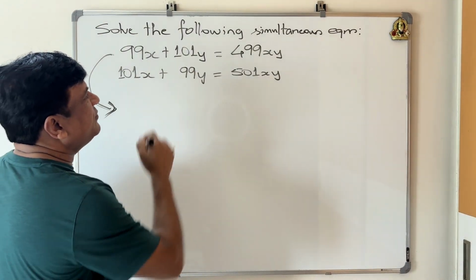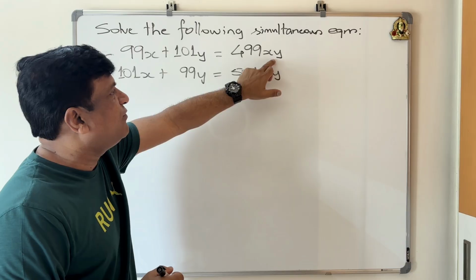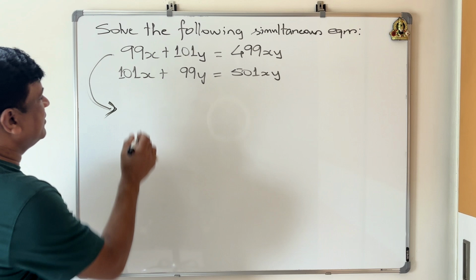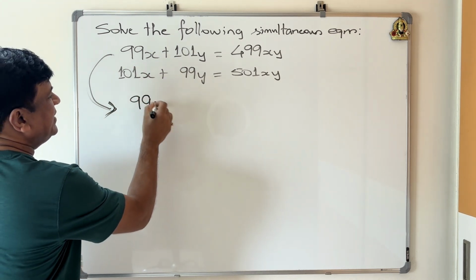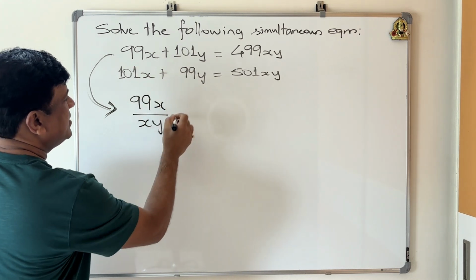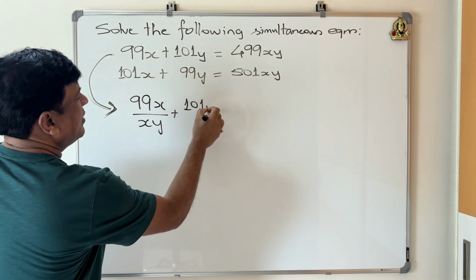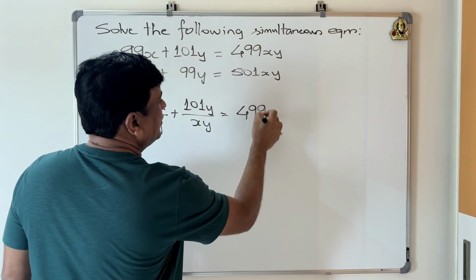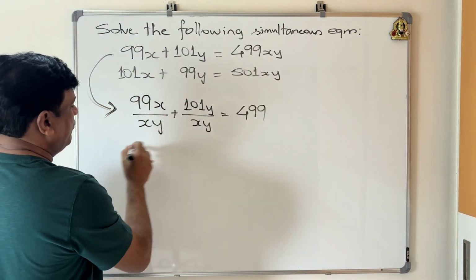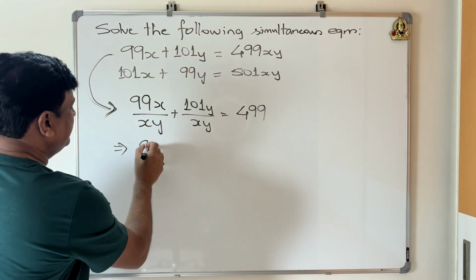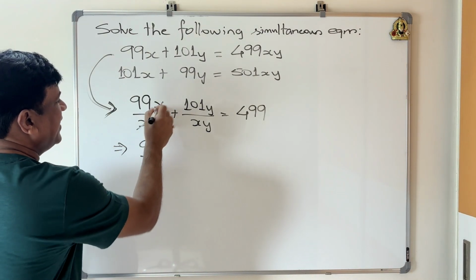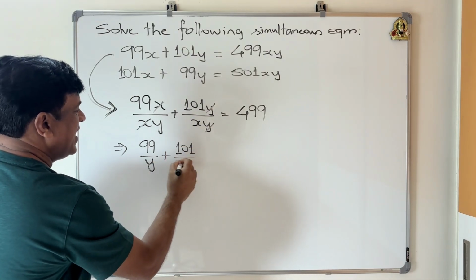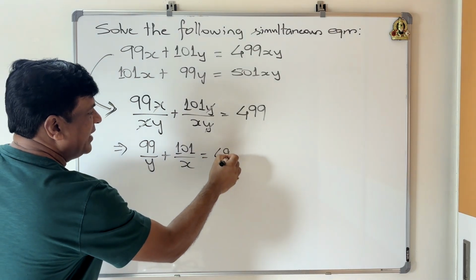The first and foremost thing I'm going to do is that you have xy on the right side for both of them. Bring that xy to the denominator of these equations. For example, 99x by xy plus 101y by xy is equal to 499. So I got rid of that xy from there. What do you get over here? You get 99 by y, because x gets cancelled out, y gets cancelled out, plus 101 by x is equal to 499.